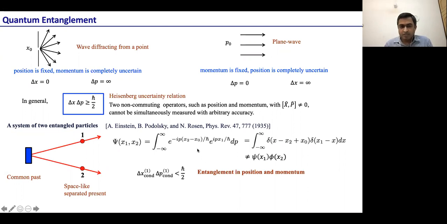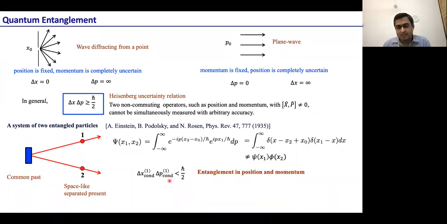And for this particular two-particle wave function, what they actually showed in the paper, again, I'm not showing the math, is that suppose you measure the position of particle number two, and suppose I find the position of particle two to be somewhere, then what is the uncertainty of the position of particle number one? And that's what they call the conditional uncertainty of particle number one. Similarly, if you measure the momentum of the second particle and then look at the momentum of the first particle, then that's the conditional momentum uncertainty of the first particle.